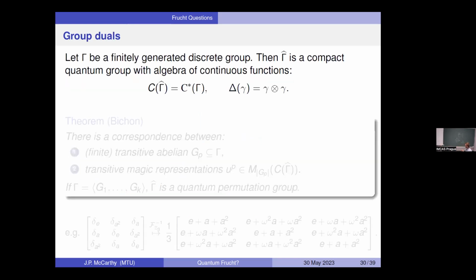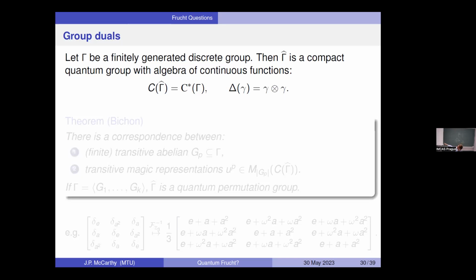So, examples of compact quantum groups. If you have a finitely generated discrete group, then essentially, let's start with the group C star algebra. Then this is a unital C star algebra. We haven't written down the definition for a compact quantum group here, but we'll see something that's a quantum permutation group.